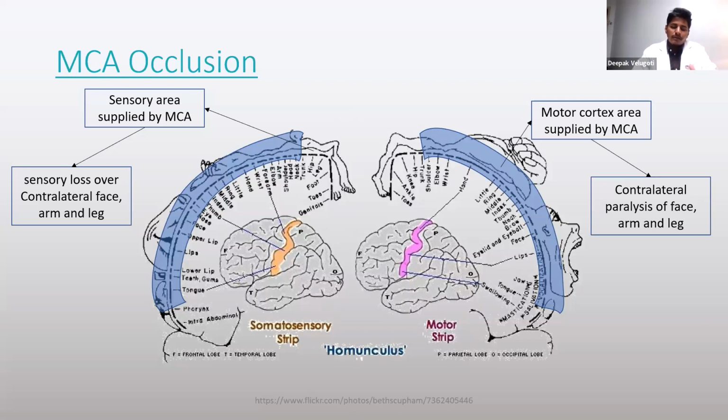The middle cerebral artery supplies the superior lateral surface of the brain, where the somatosensory area and the motor cortex area get involved. This is a topographic representation of these areas, called the homunculus, where we can see each part of the body represented on the superolateral surface of the brain. In case of middle cerebral artery occlusion, the sensory area and the motor cortex area get involved, and the patient develops sensory loss over the contralateral face, arm, and leg, and contralateral paralysis of the face, arm, and leg.